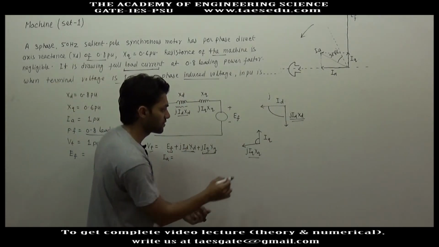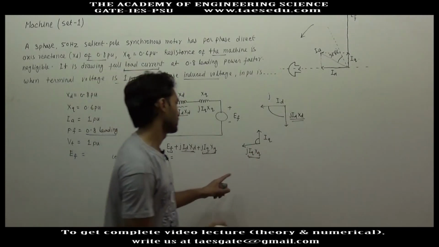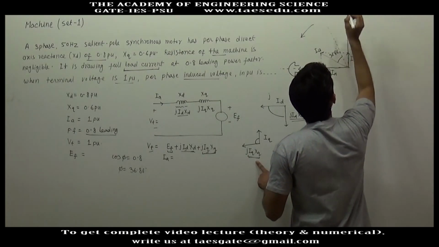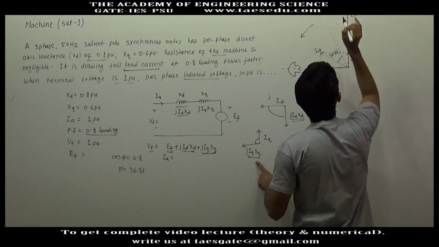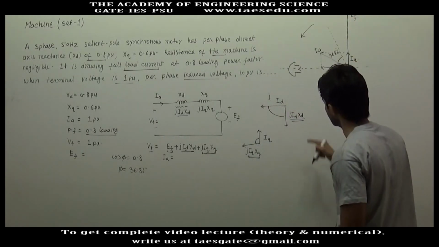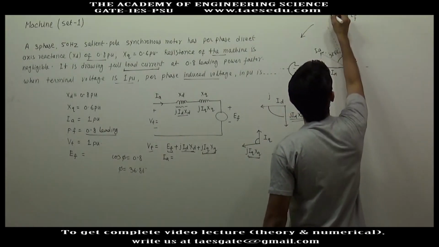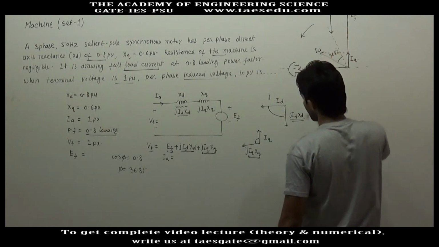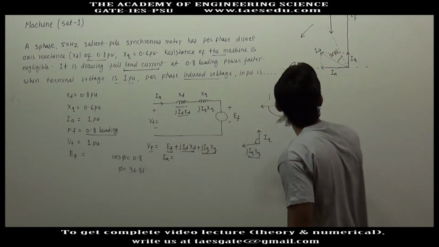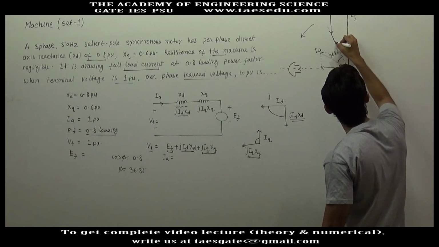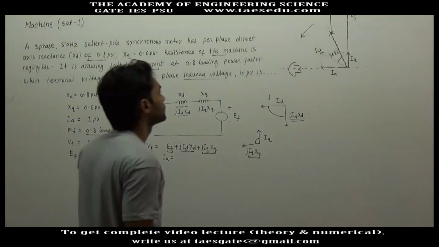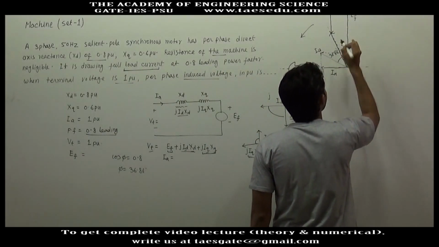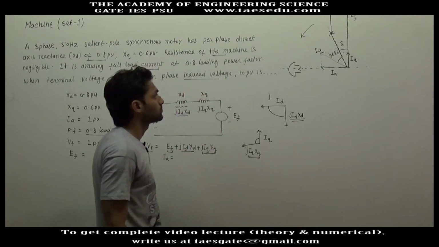So let us first add jIqXq in EF, and then jIdXd. jIdXd is in downward direction. This is jIdXd. And after adding that we will get Vt. So this phasor will give you Vt. This is Vt, this is EF. So the angle between Vt and EF will be the torque angle delta.